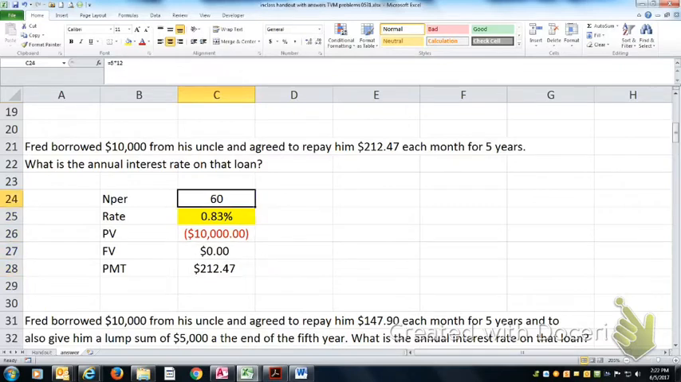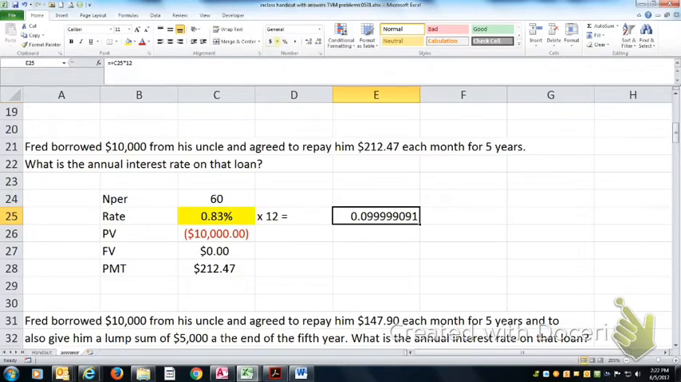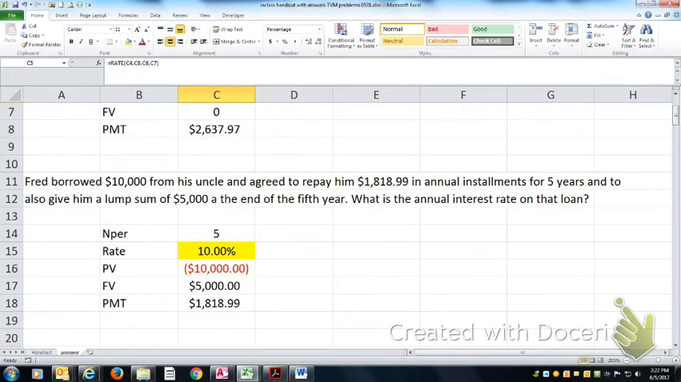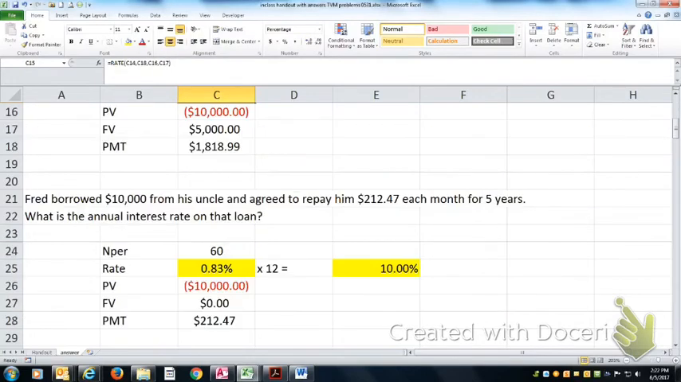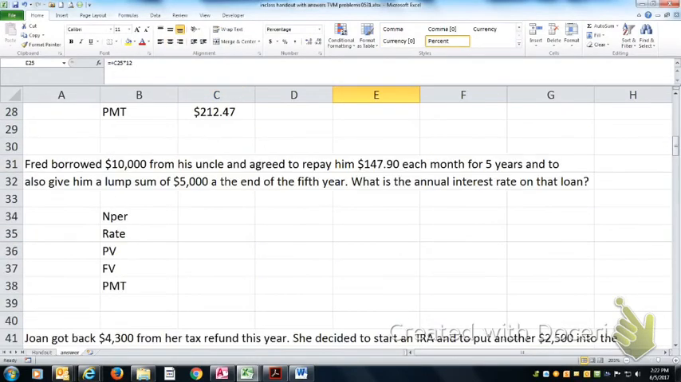Monthly payments, monthly number of periods, you're going to solve for a monthly interest rate. To convert a monthly interest rate to an annual interest rate, there are 12 months in a year, so multiply by 12, and only slight rounding error is the only difference. Notice that this is a 10% annual loan, this is a 10% annual loan, this is a 10% annual loan.